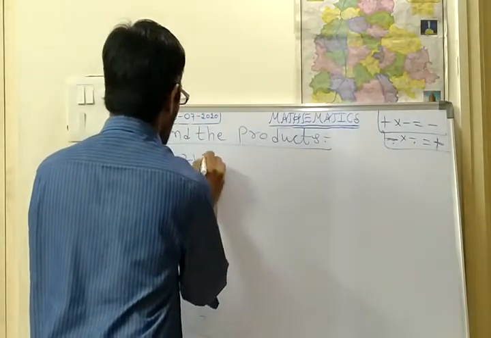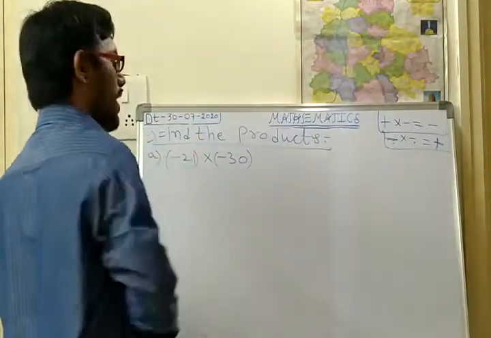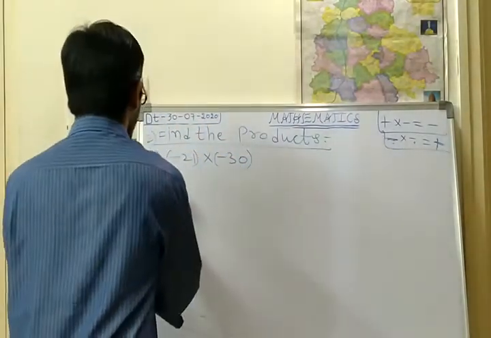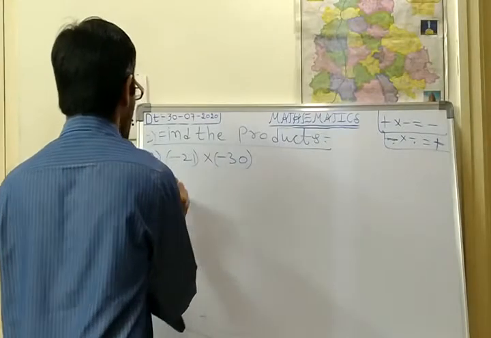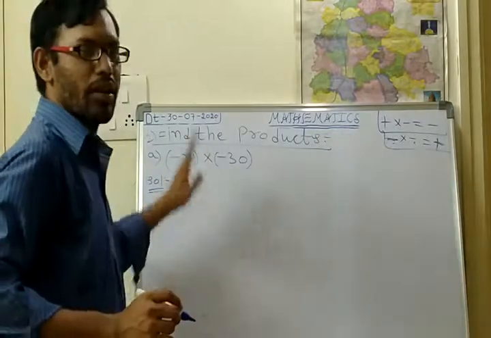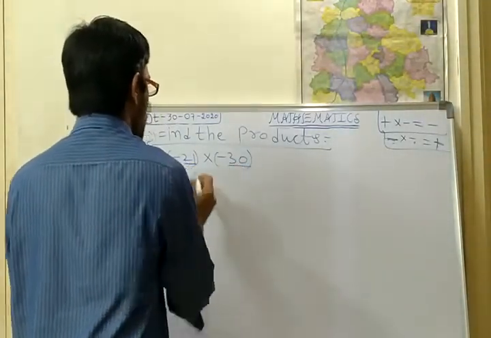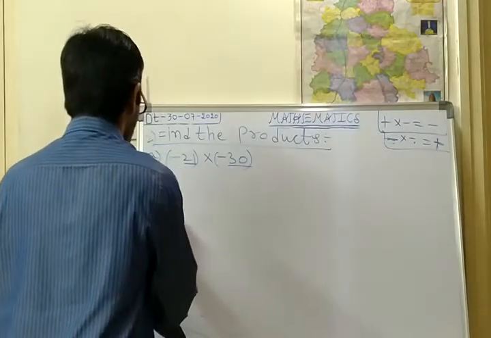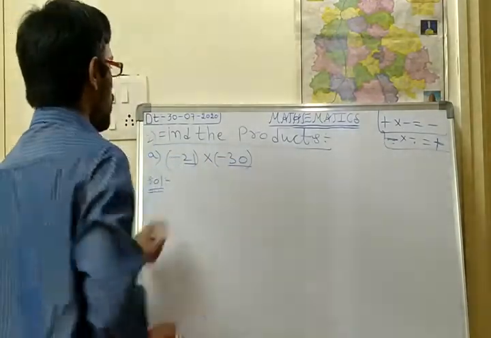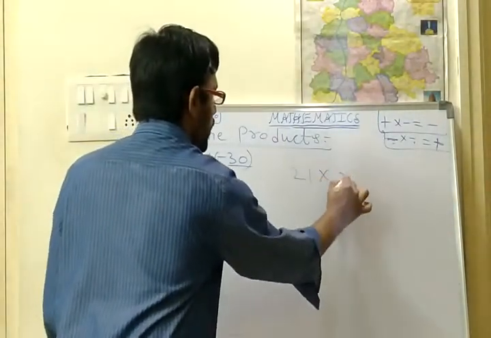Minus 21 into minus 30. For this, first, minus into minus is plus, so the answer will be positive only. So now do 21 into 30. First, what is 21 into 3? You should know 21 into 3.